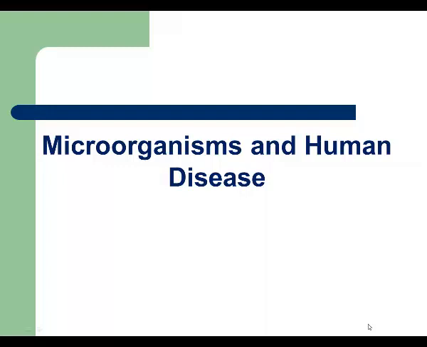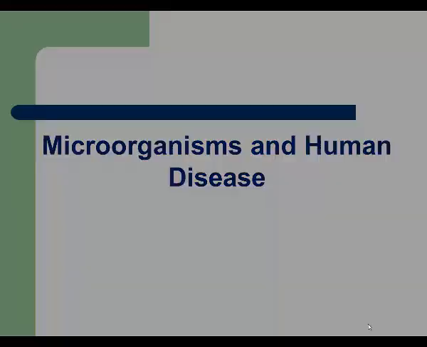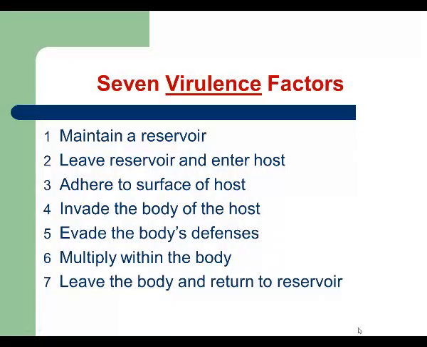We continue our lecture, and next we are going to talk about microorganisms and infectious diseases. That means we're going to talk about what pathogens have to be able to do to cause infection. To cause infection, a pathogen must be able to, number one, maintain a reservoir.